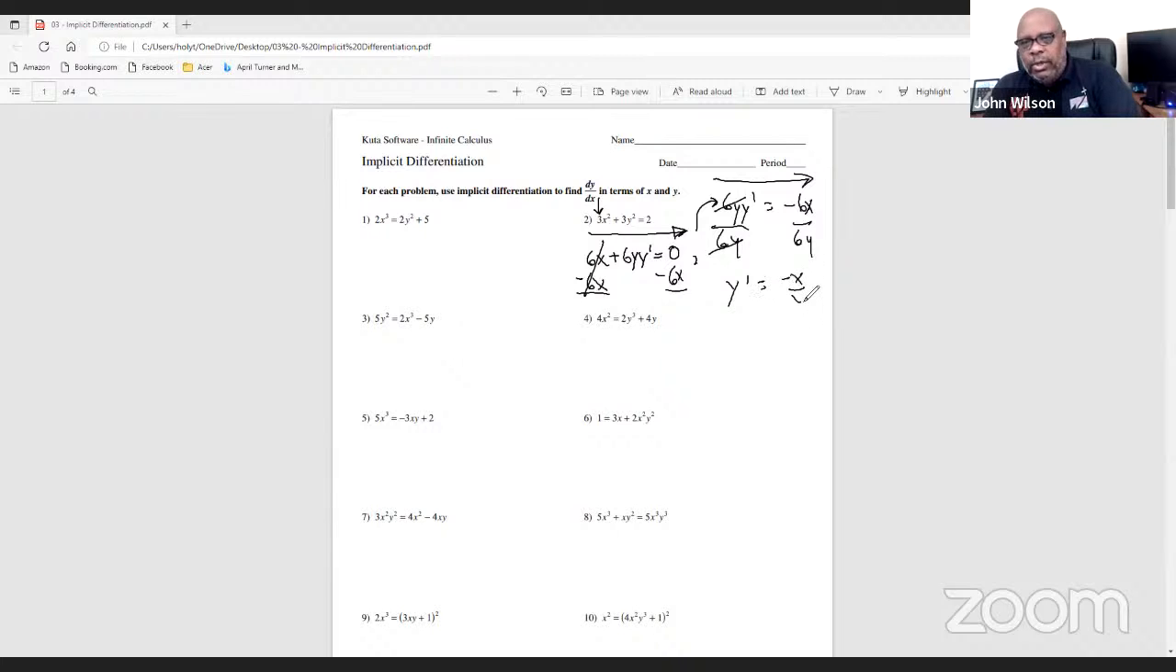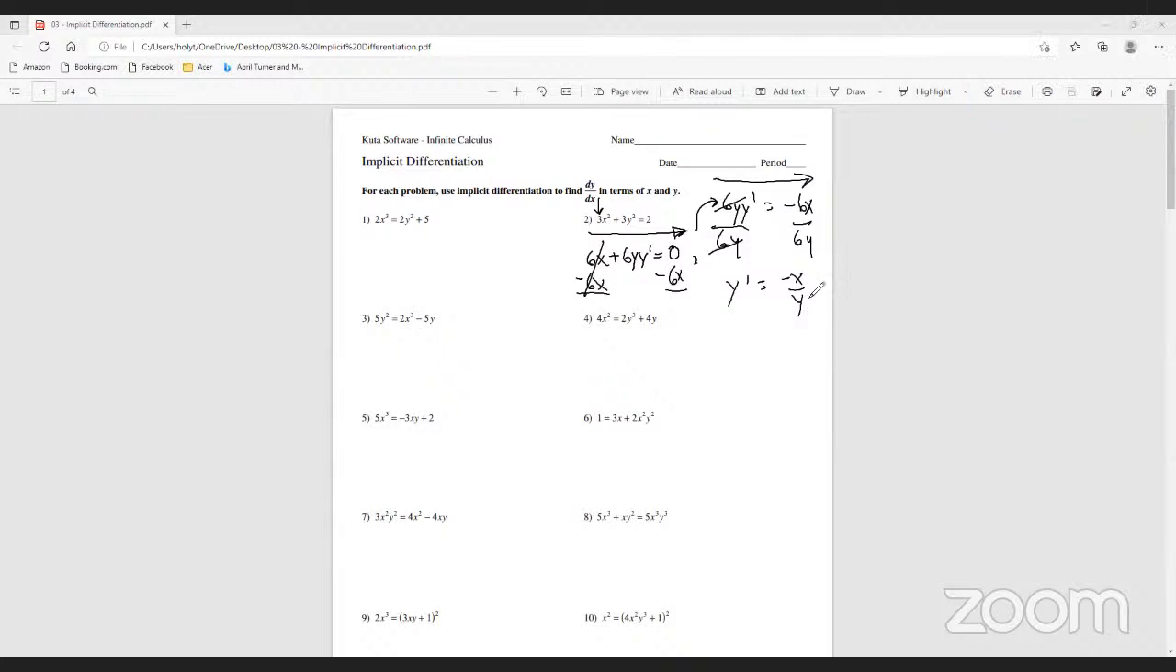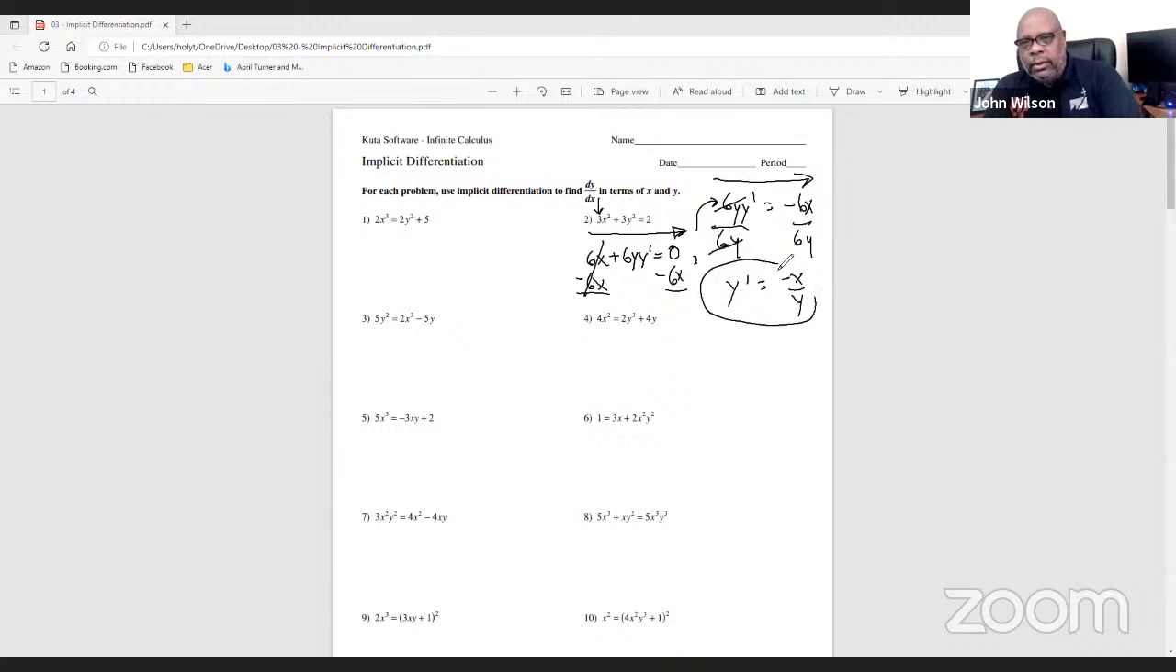And there's what you were talking about yesterday, right? Okay, there you go. And the reason why you get that answer is because it was in that form and these are the same coefficient, correct? Because they canceled when they went over. So y prime is minus x over y in this problem. Okay? All right.